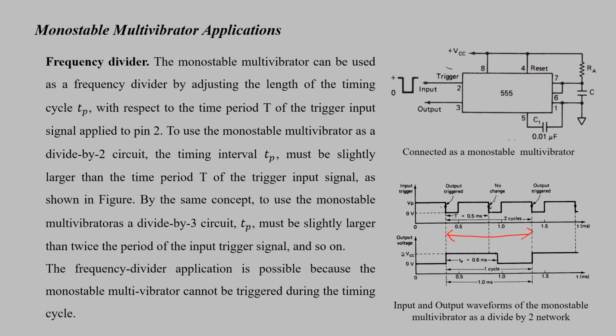By the same concept, to use the monostable multivibrator as a divide by 3 circuit, TP must be slightly larger than twice the period of the input trigger pulse, and so on. The frequency divider application is possible because the monostable multivibrator cannot be triggered during the timing cycle.